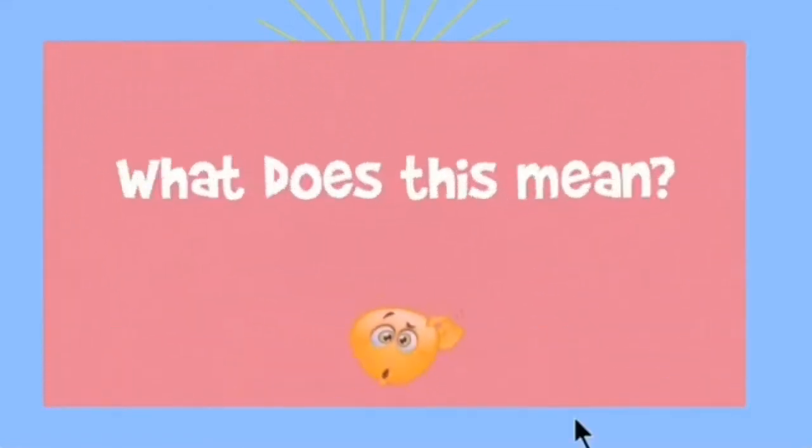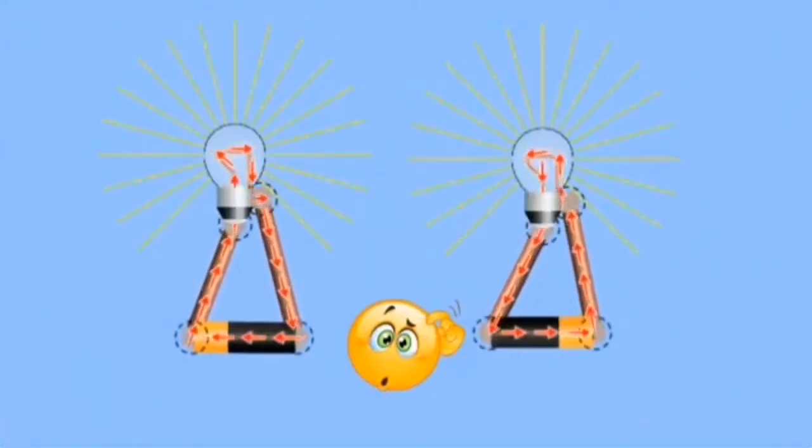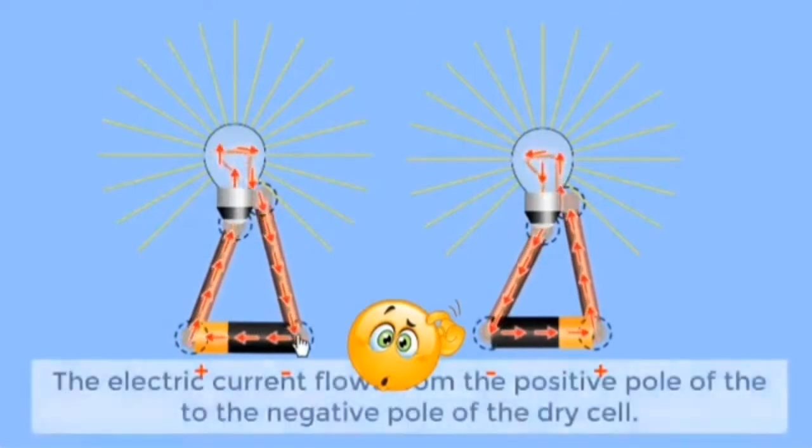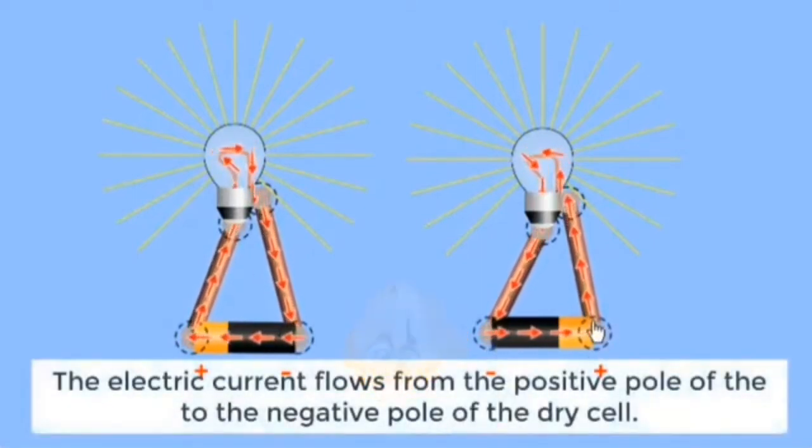What does this mean? This means that the electric current moves in one direction, from the positive pole of the dry cell to the negative pole of the dry cell.